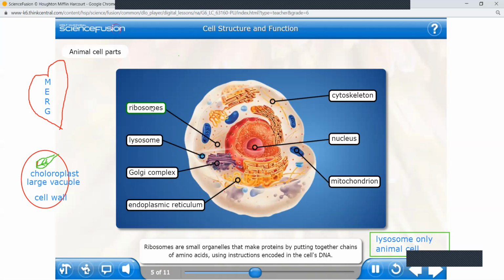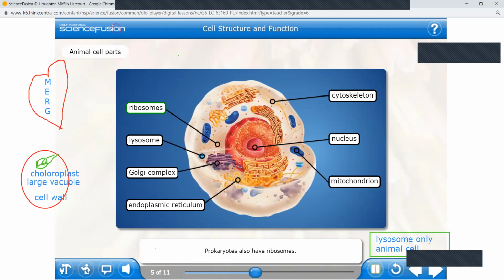Ribosomes are small organelles that make proteins by putting together chains of amino acids using instructions encoded in the cell's DNA. Prokaryotes also have ribosomes. Again, ribosomes are something very small. Can you see these small circles? Very small circles, everywhere. Those very small circles, actually, what are they made of?